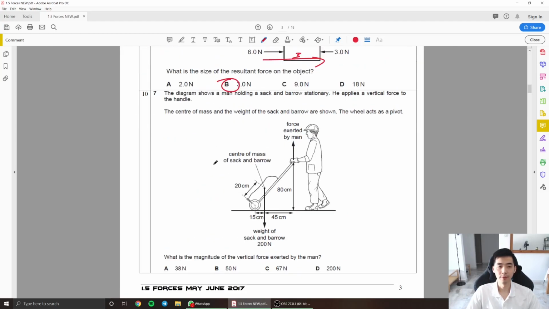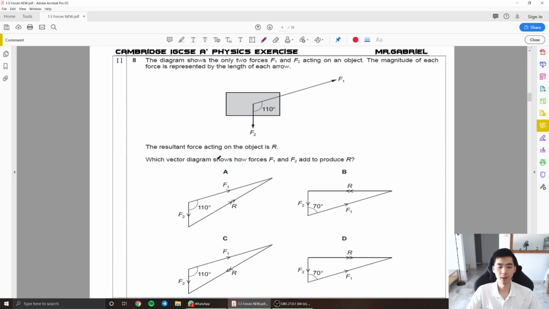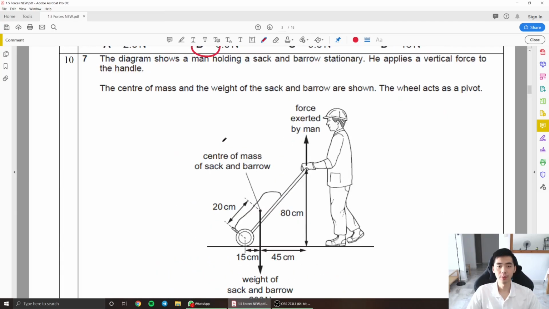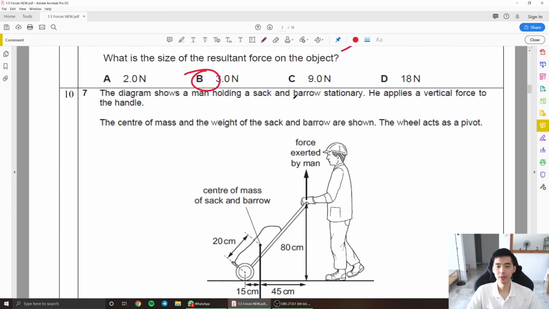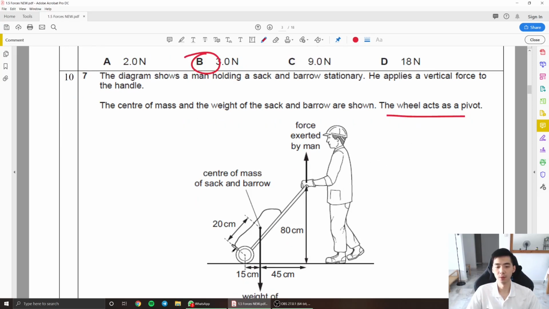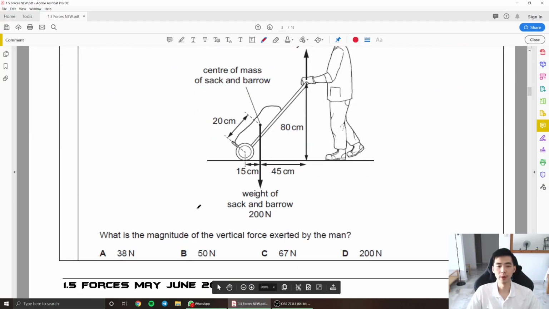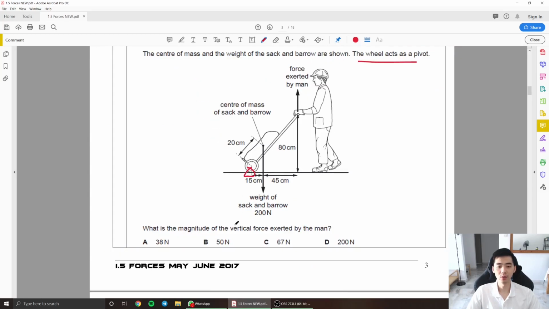Okay. And finally, question number 10. Oh no, not finally. Many more to come. Question number 10. The diagram shows a man holding a sack barrel stationary. He applies a vertical force on the handle. This is the force applied. The center of mass and the weight of the sack barrel are shown. The wheel acts as a pivot. If they say that the wheel acts as the pivot, this will be the pivoting point, right? What is the magnitude of the vertical force exerted by the man?